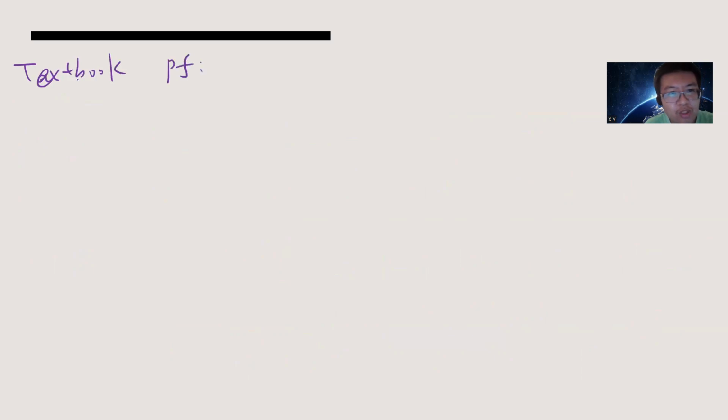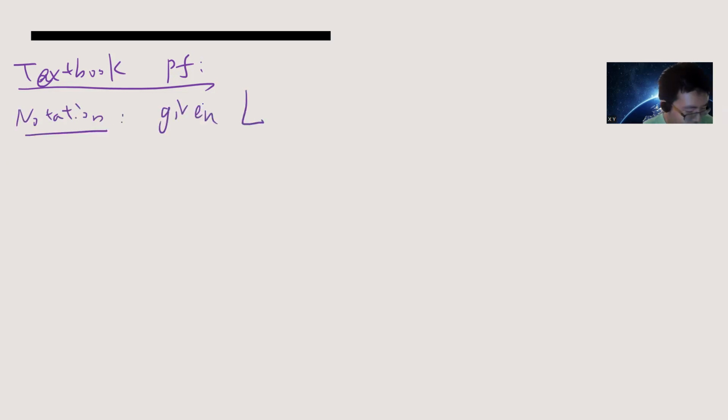Well, the textbook proof is much more difficult. Okay, so let me just give a notation. This notation is very bad. So the notation is that given a decision language L.